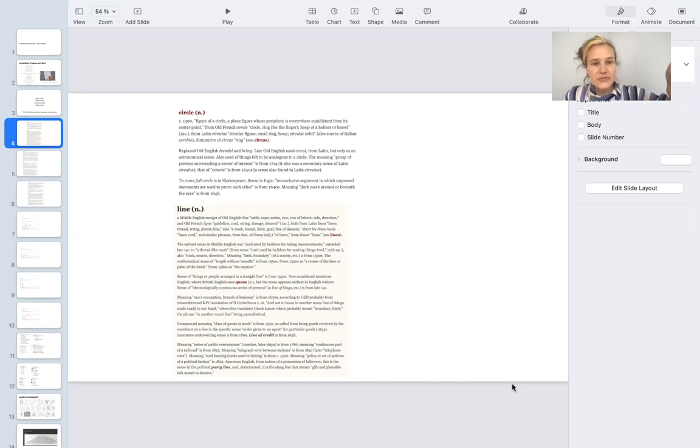And you can see the circle even as far back as 1300. The figure of a circle, a plane figure whose periphery is everywhere equidistant from its center point. And then you see it's from Old French, from Latin, replacing Old English. And then sometimes they give examples of how it's used metaphorically. And it's interesting to see when you do this with line, that there is much more information about line. And so this is interesting data for us as well.